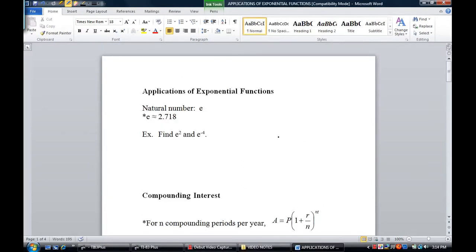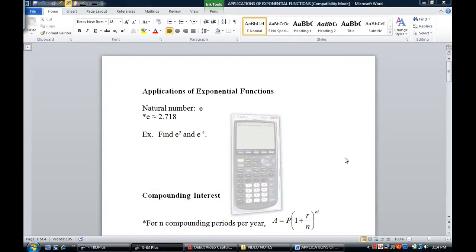Applications of exponential functions. Now before we start doing some word problems, and I know you love word problems, let's see what the natural number e is. It's approximately 2.718. It is a natural number. You will see it with a lot of these compound interest problems. I want to show you something.